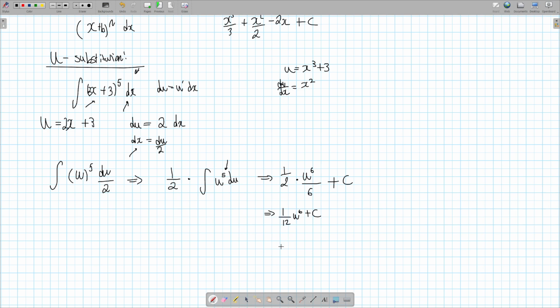Many students leave it here and they get it wrong. What is u? U is 2x plus 3. So I have to go back now and substitute u with what? 2x plus 3. And it's to the power of 6, plus c. So this is your integral.